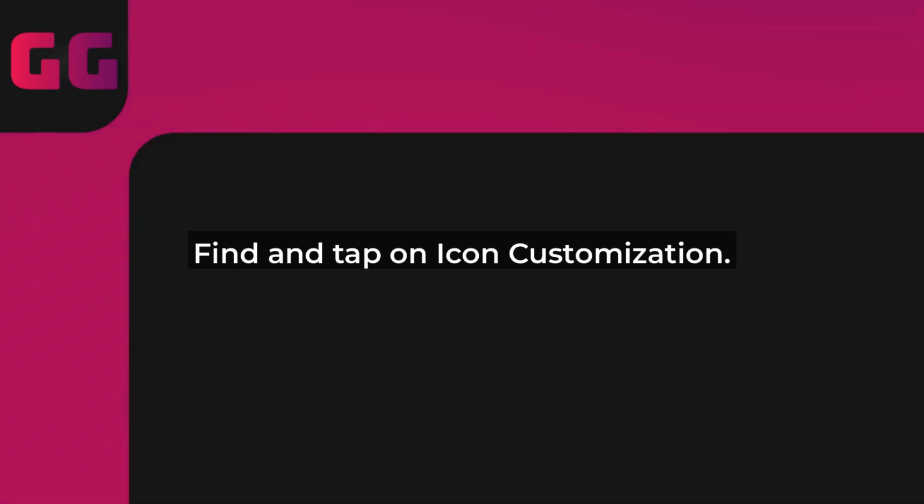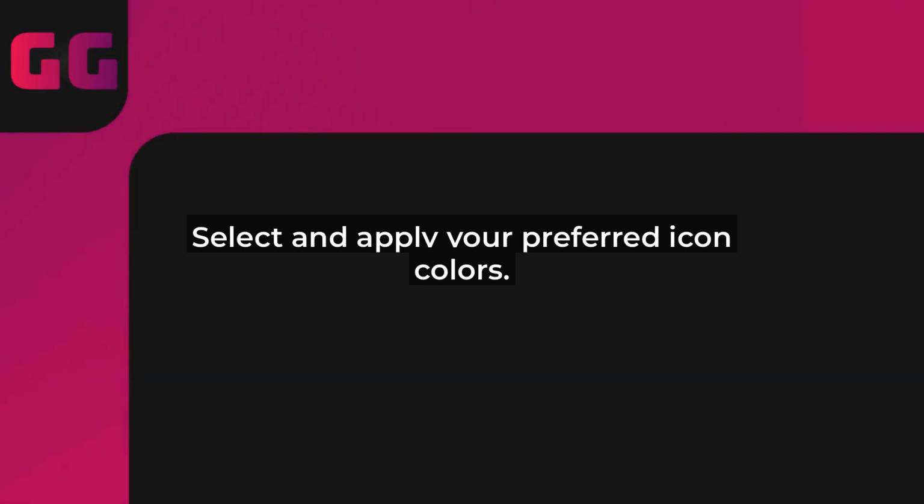Here, you'll see a new section called Icon Customization, which is Android's 2025 upgrade for advanced theming. Now, tap on Icon Colors to open the color editor. You'll get a palette of options, from basic colors to gradients and even AI-suggested themes based on your wallpaper. Select your preferred color scheme.